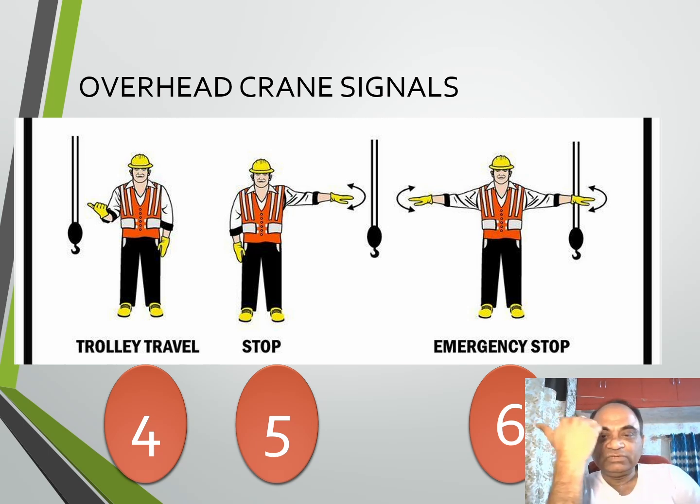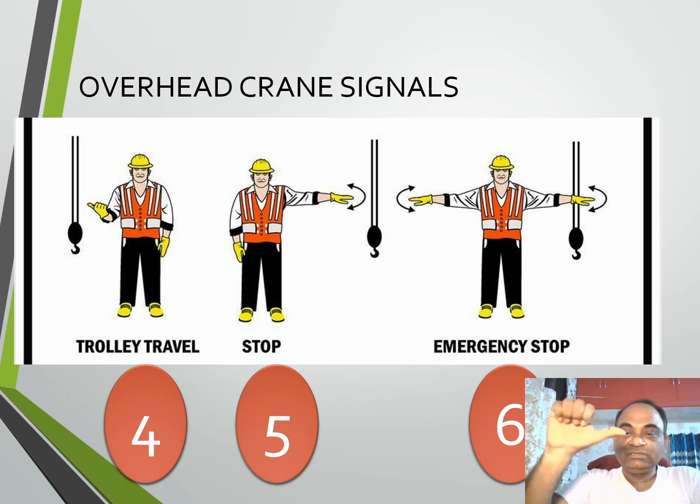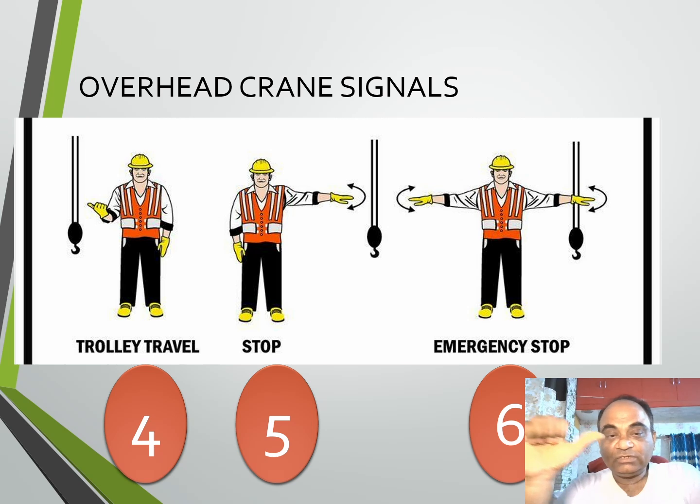So for CT, we use the thumb. If you want to tell it to go left, then you have to point the thumb towards the left direction, and if you want to tell the operator to move the trolley in the right direction, you have to point it towards the right. For you, since you are watching, I am pointing it towards the left, so don't get confused.